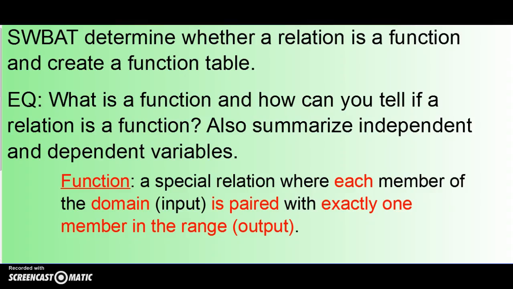Welcome. This lesson is from page 300 and 301 in your student book. Your objective is you'll be able to determine whether a relation is a function, and you'll create function tables. And what is a function? How can you tell if a relation is a function? And also summarize independent and dependent variables in your summary.